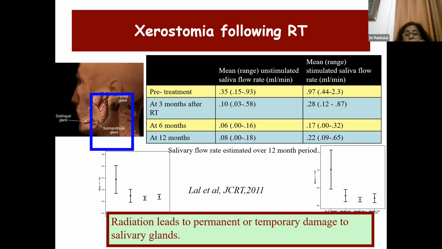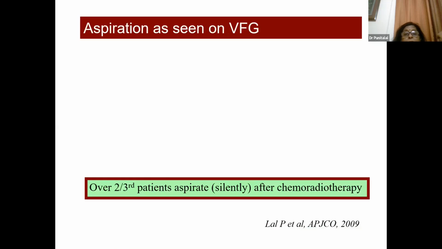Like I said, there is dryness of mouth after radiation. So this is a study published from our department. What happens is, if you look at this line in blue, this is the radiation portal, and if you look at these salivary glands, they are actually innocent bystanders in this particular case, where the tumor is lying somewhere in the upper aerodigestive tract, and we have to treat that tumor and the lymph node bearing regions. The parotid, submandibular and sublingual glands come in the way, and they dry up subsequent to radiotherapy, and that leads to permanent or temporary damage to the salivary glands, leading to dryness.